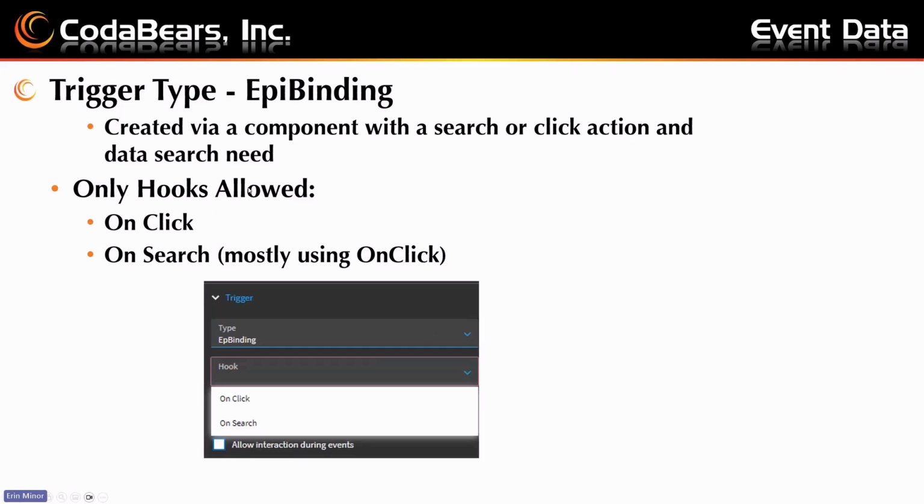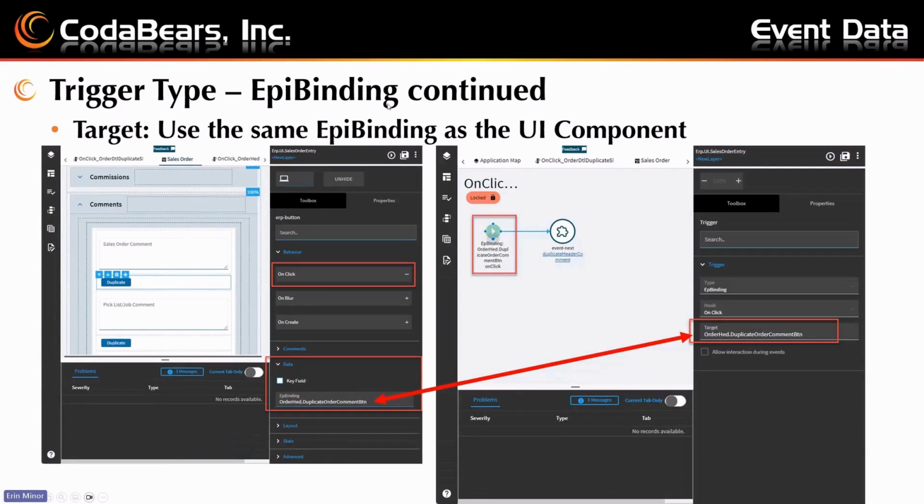On this one, obviously, the only hooks allowed are on click or on search. Although I've seen that even when it's search, it's still click. So I think some of this might be legacy brought in that is no longer used. Let's look at the trigger type of on click.